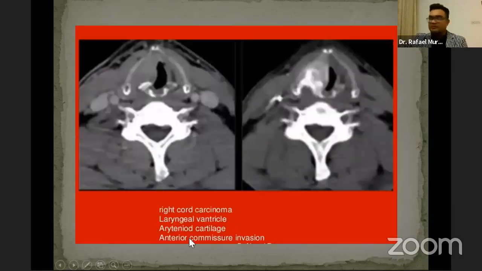Next slide, please. So this is a glottic carcinoma, which actually involves the true vocal cord. So this is a right cord carcinoma and the laryngeal ventricle, which involves the arytenoid cartilage and anterior commissural invasion.